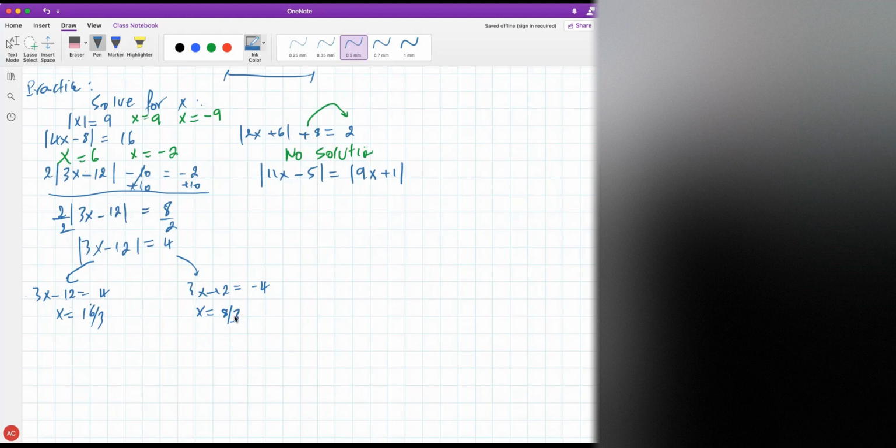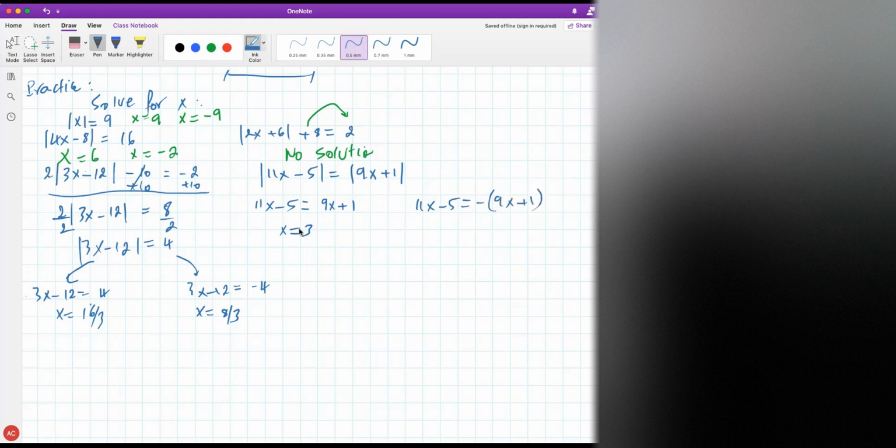All right, so again, the rest is just simple first degree. The last one here has 2 absolute values. So we need 2 equations. First equation, x equals 3, and the second one is x equals 1 over 5. Okay, so x here is 3. Basically, just remove the absolute value, and another equation would be the same thing with a minus here. So 11x minus 5 equals 9x plus 1.